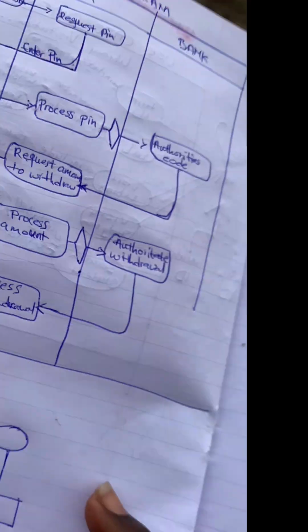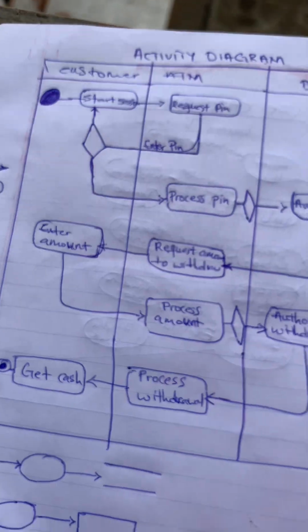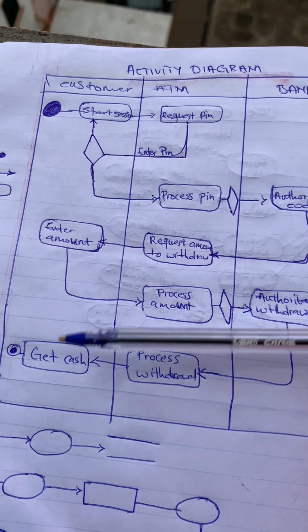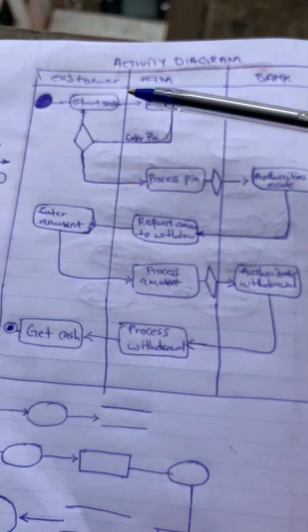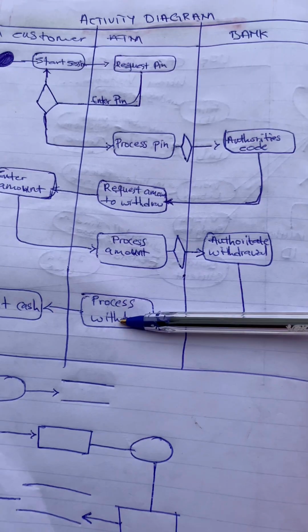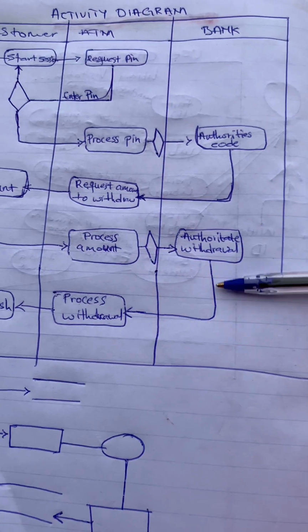So we are moving to the activity diagram. When it comes to the activity diagram, you have to identify your swim lanes. These are the swim lanes. Customer swim lane is this. ATM swim lane is this. The bank's swim lane is this.